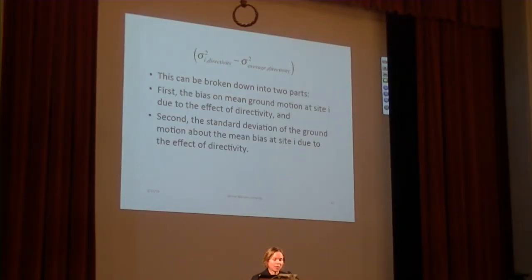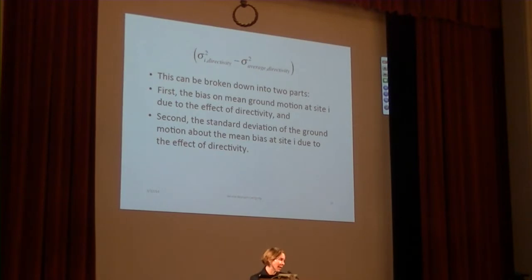It's easier to think of it that way, where the first is the bias at a specific site with respect to the average. If you take the racetrack at 5 kilometers, there'll be an average ground motion along that racetrack. And then each of those sites will be biased either high or low with respect to that average, depending on if they're seeing a whole bunch of forward directivity most of the time or reverse. So you get that bias.